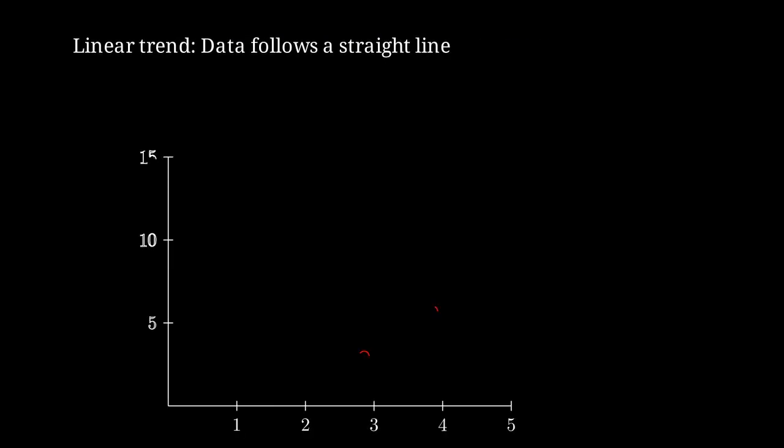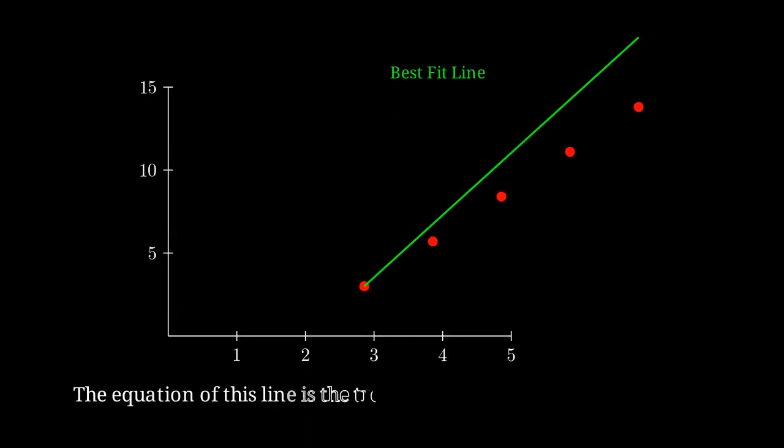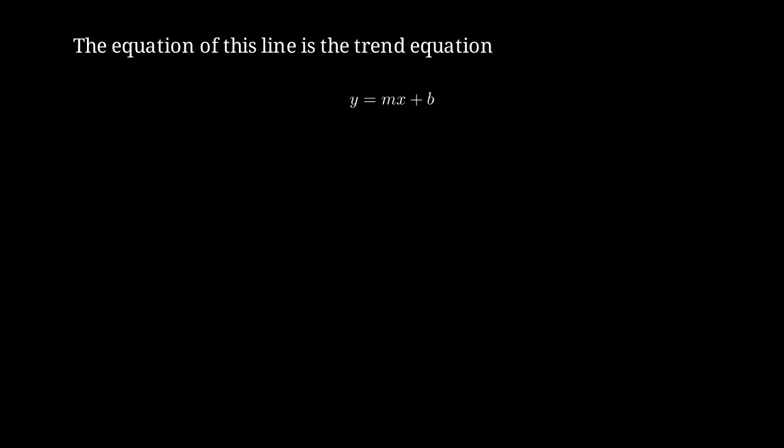We can draw a best fit line through the data shown in green. This line represents the overall trend and helps us make predictions. The equation of this line is our trend equation. For a linear relationship, it has the form y equals mx plus b, where m is the slope and b is the y-intercept.